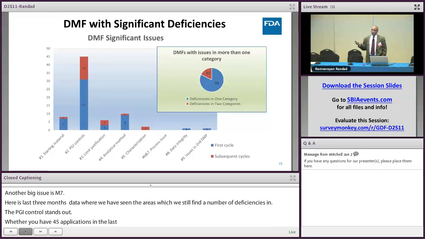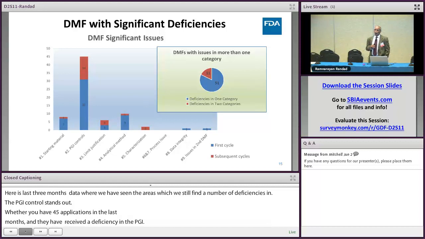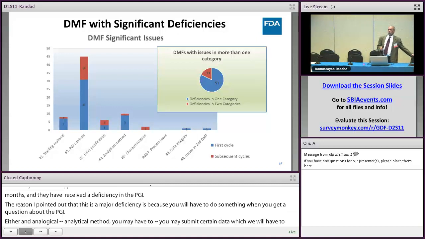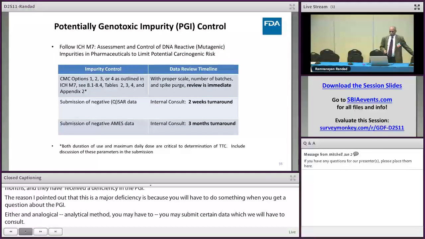Either develop an analytical method which is suitable to monitor PGIs at that level, or you may submit certain data which we will have to consult. And that will all add potential of missing the goal for first cycle approvals. So that is why I'm pointing out that this is a significant area of concern where we have the PGIs.